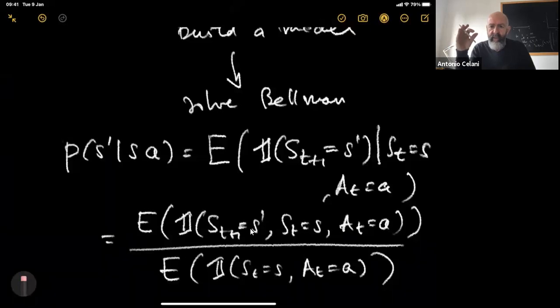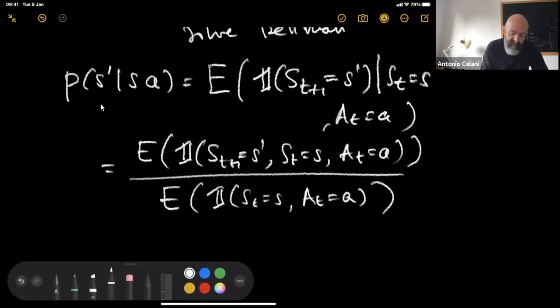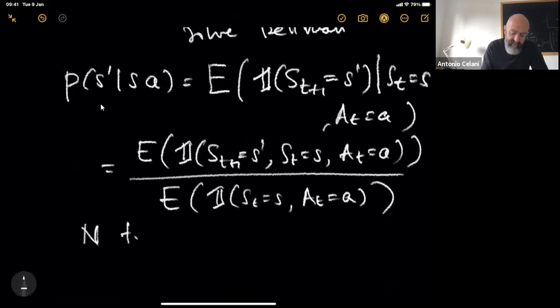Do you all agree with what I'm writing here? So this is just a way to rephrase transition probabilities in terms of events that are occurring along one specific trajectory of my system. Okay, if you are happy with that, then the idea is that now we're going to construct, suppose that we have now n trajectories.